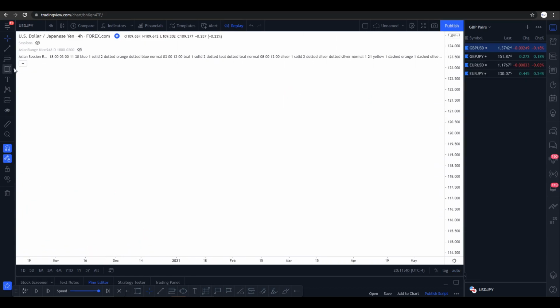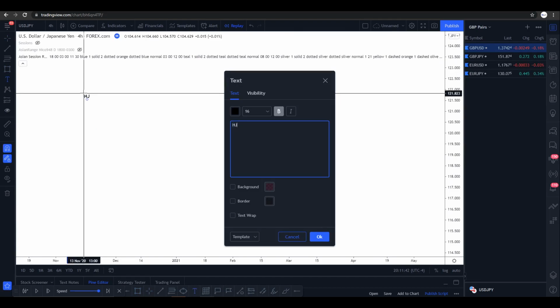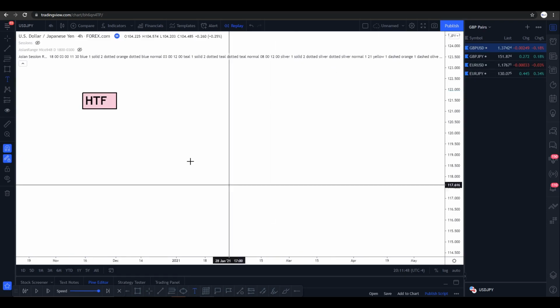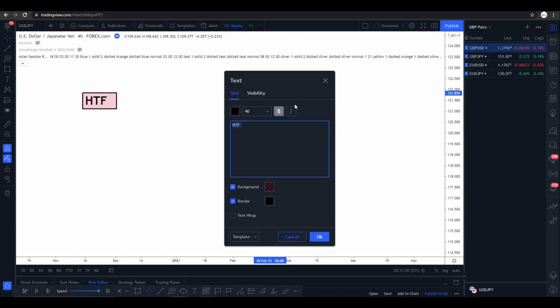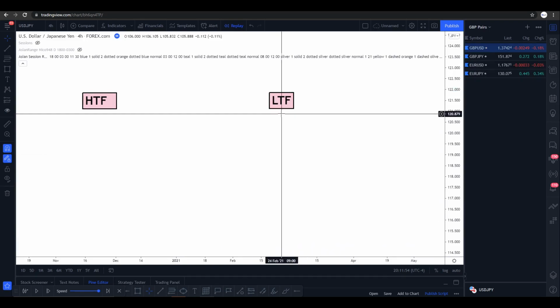So let's go up here and let's type in HTF for higher time frame. Make this like, I don't know, like 40. Background, boom. And then let's just make one called LTF for lower time frame. So what's the difference between higher time frame and lower time frame?